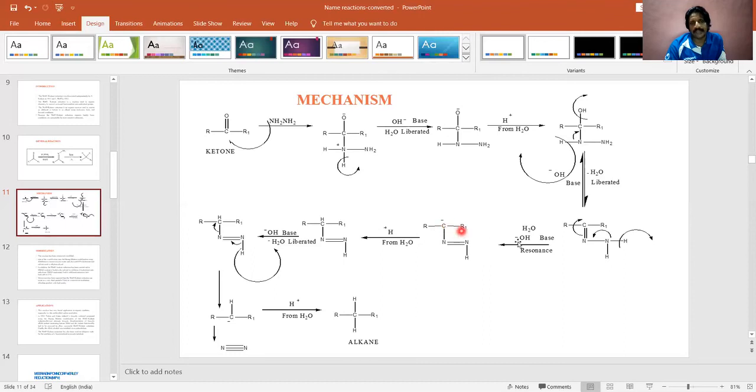With the elimination of one water molecule. How the elimination of water molecule happened? Because base which left from here grabs this proton and goes out as H2O. Okay. All right. So now what happened? We got a structure like this. All right. So from this structure, this is a carbanion.